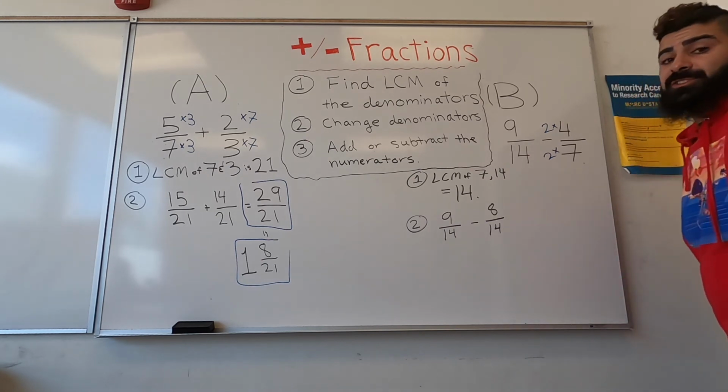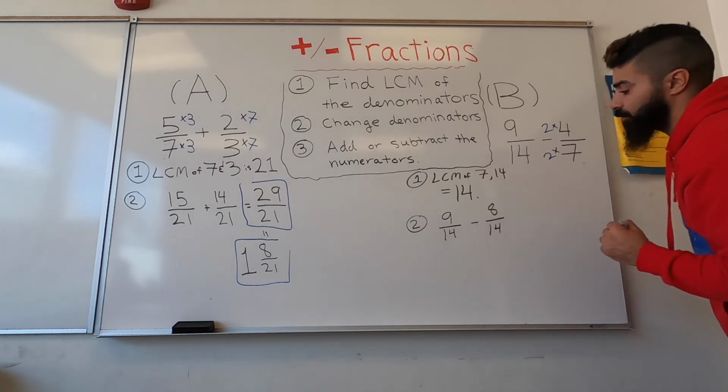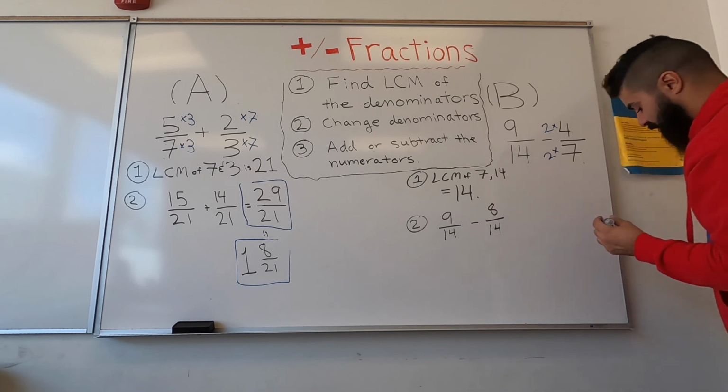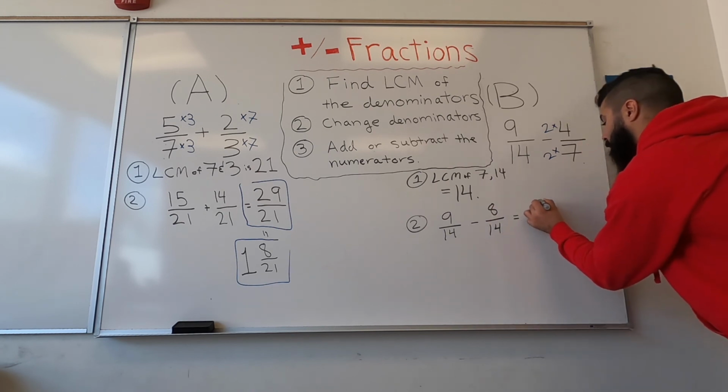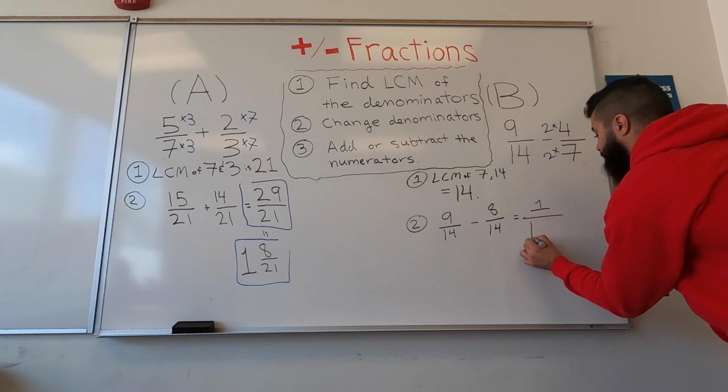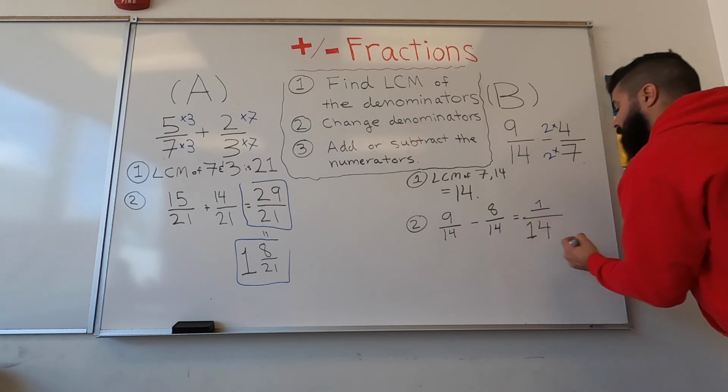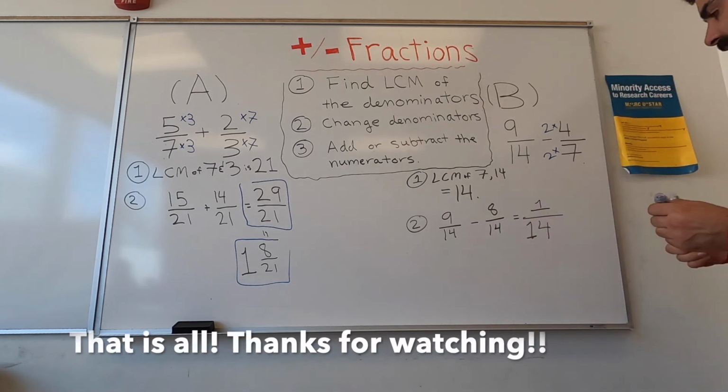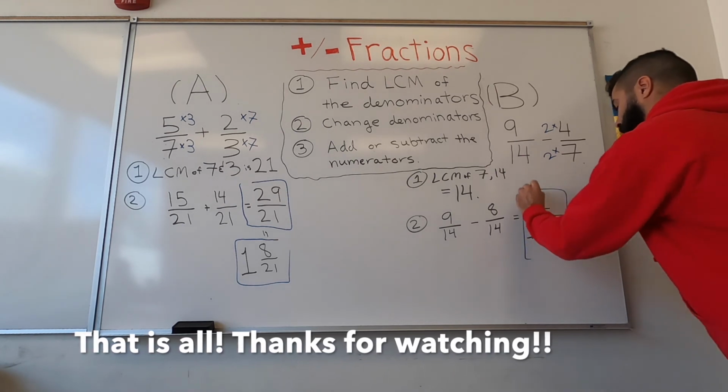And then now we can just do the third step. Combine the numerators. 9 take away 8 is just 1 over 14. So 1/14 is the answer for that one. All right.